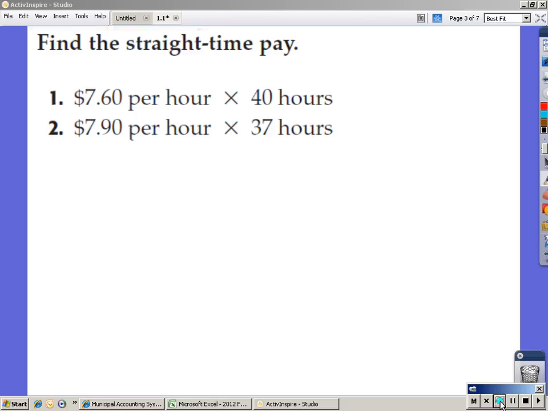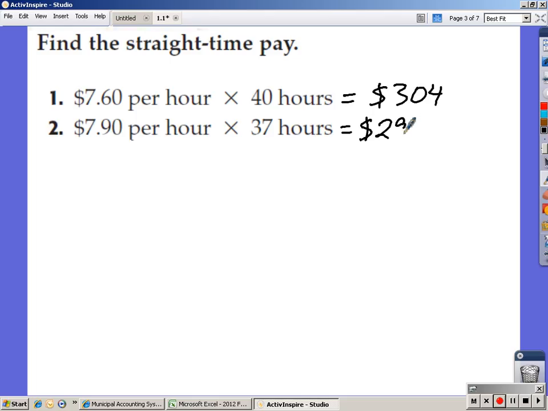Okay, let's see if you got this right. $7.60 per hour times 40 hours. Work that out. You should end up with $304. Okay, number 2, $7.90 per hour times 37 hours. You should get $292.30. All right, pretty simple so far.